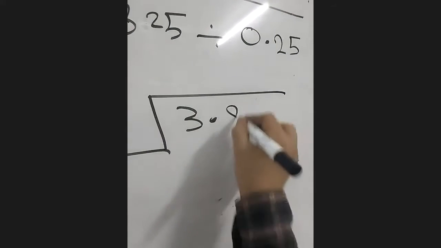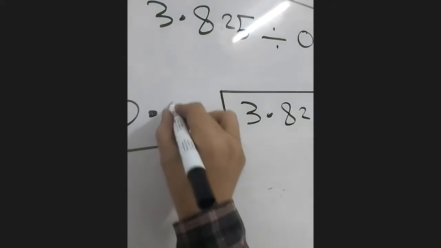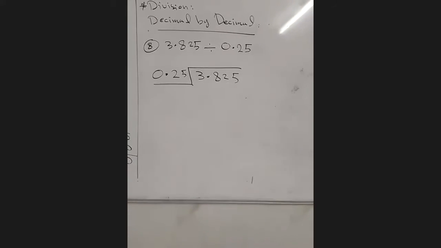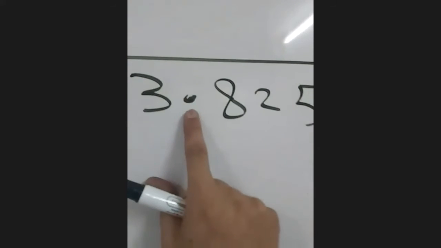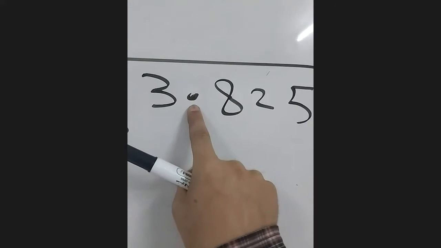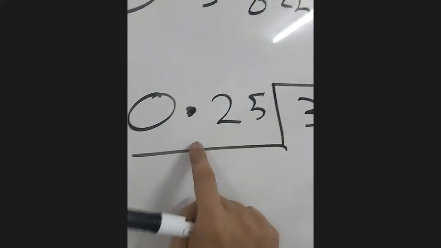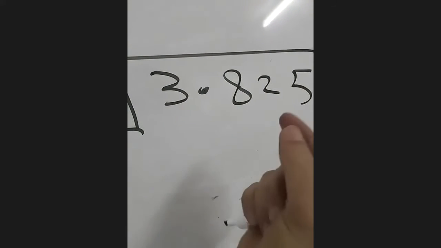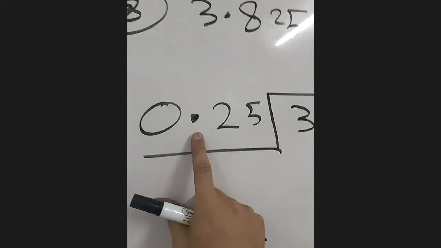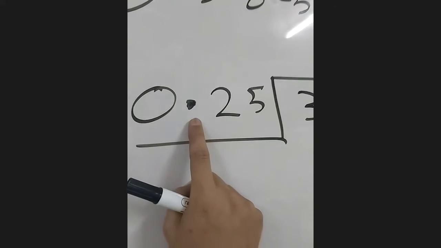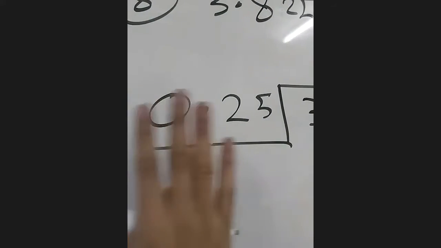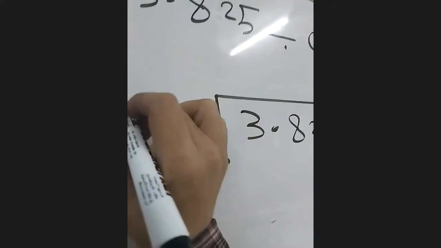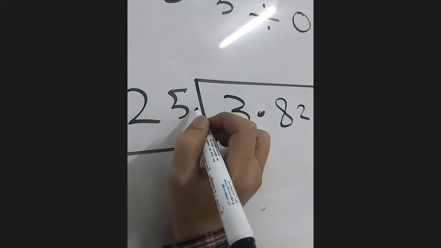Here 3.825, and here 0.25. We will push the decimal. This depends on this. Here, how many digits do I need to push the decimal, to the left or to the right? To the right. So the decimal will be 2 digits after the 5 here, right?